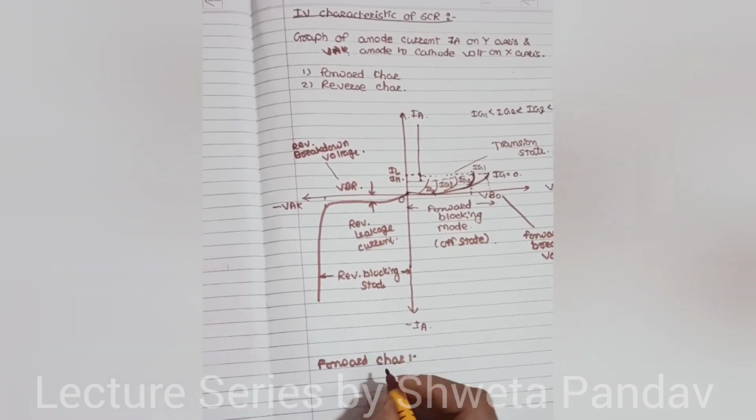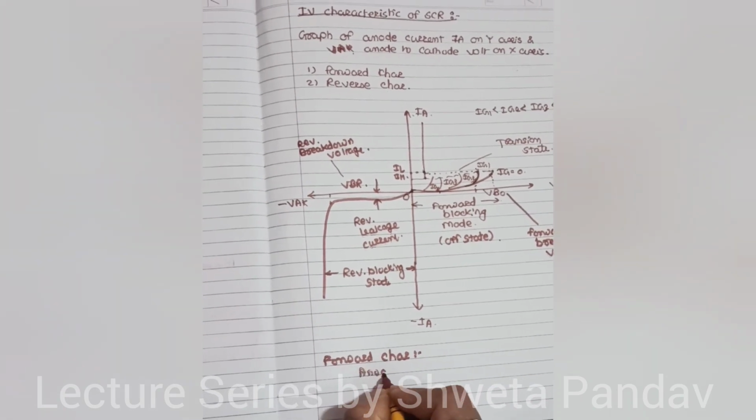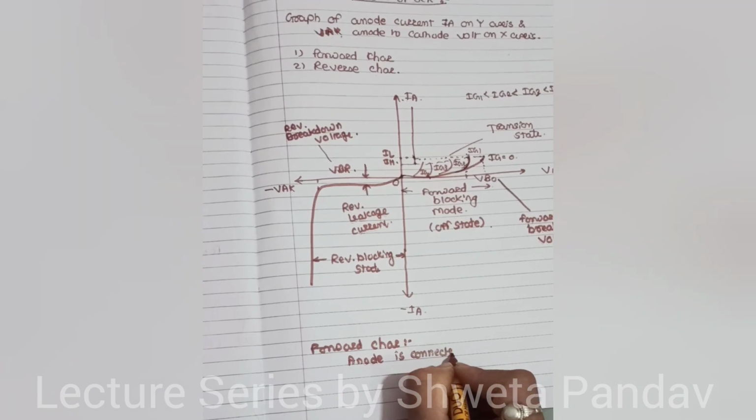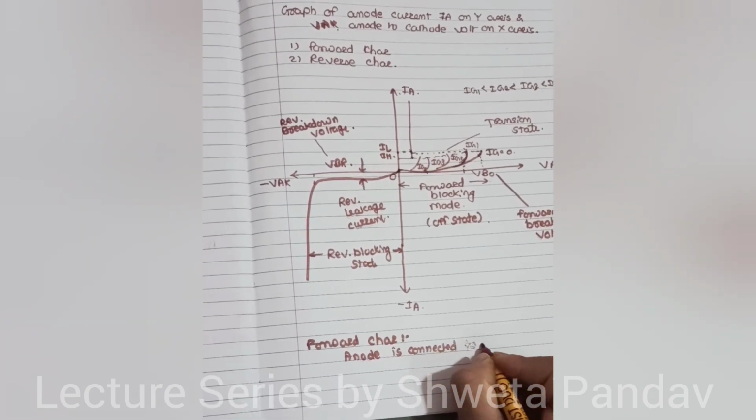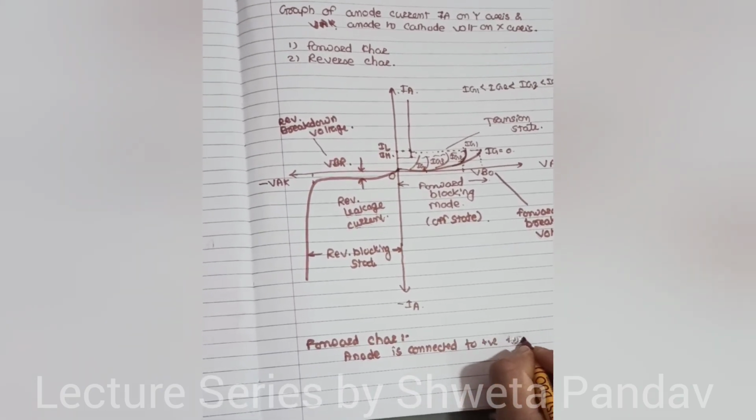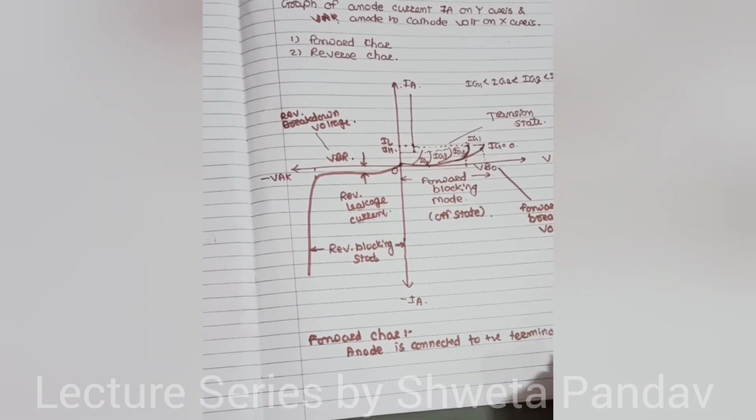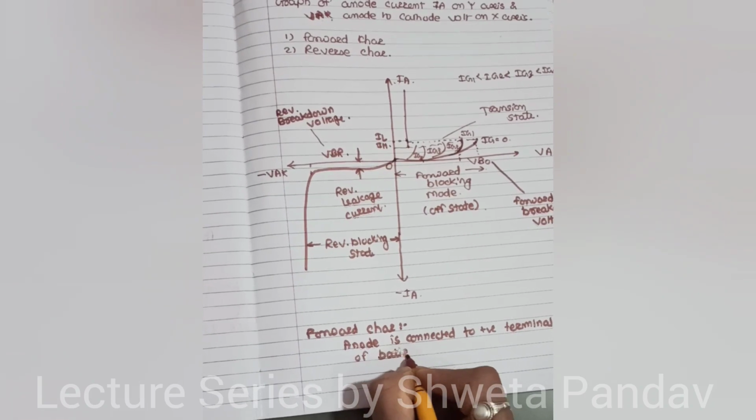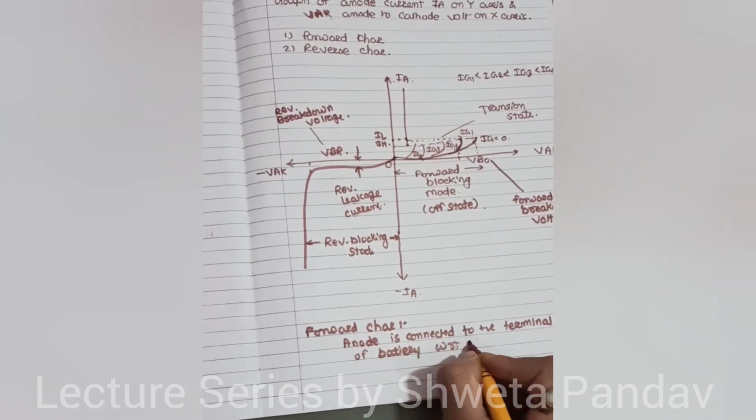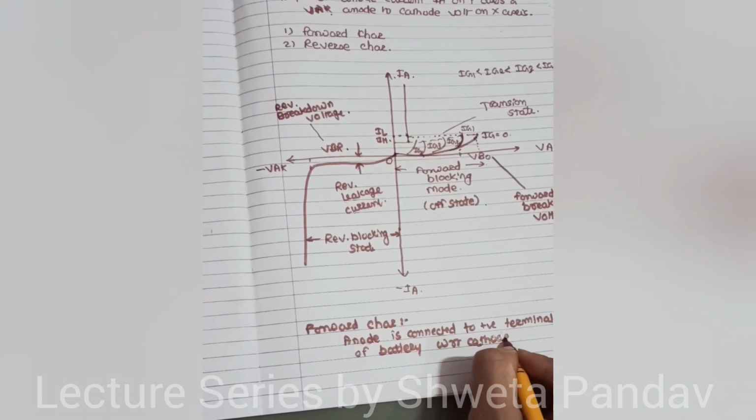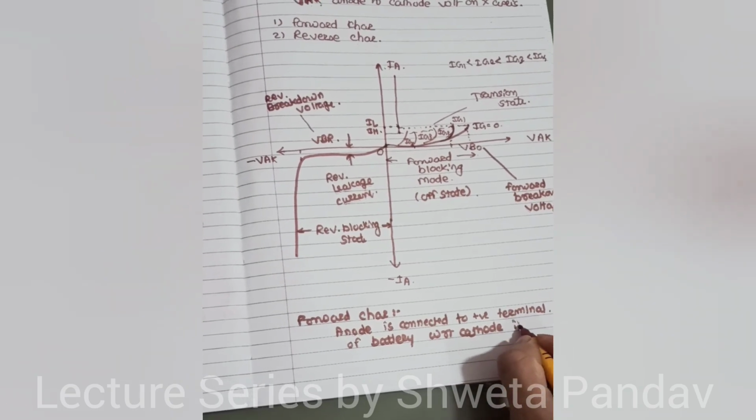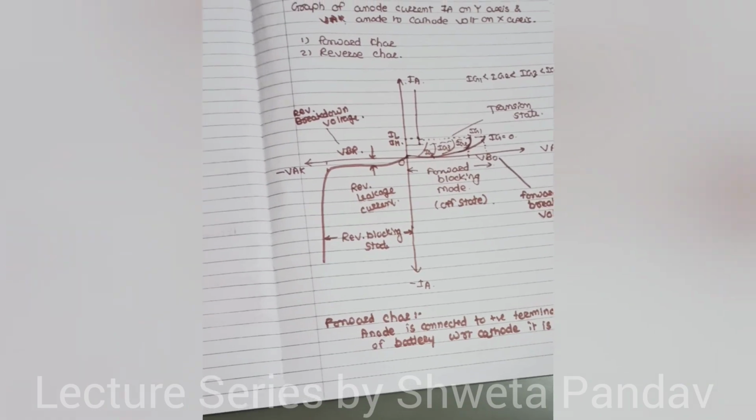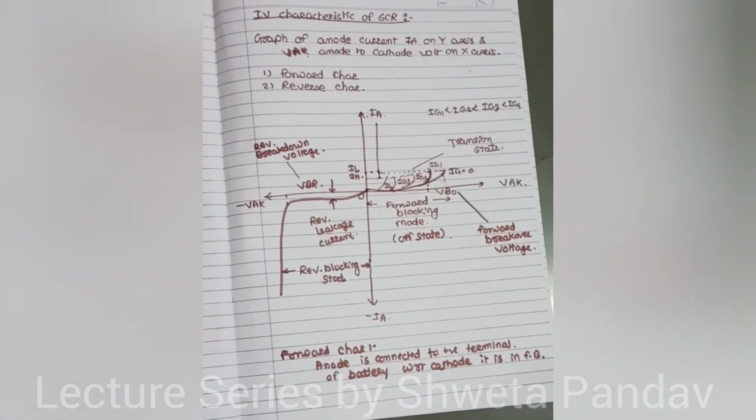When the anode terminal of SCR is connected to the positive terminal of the battery with respect to cathode, then it is called as forward bias mode. Now what happens during forward biasing?